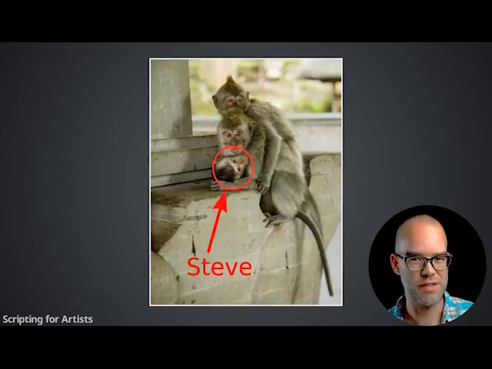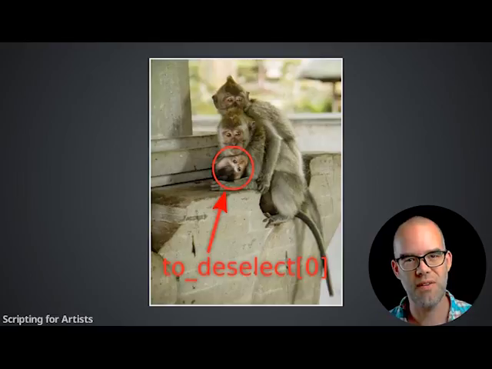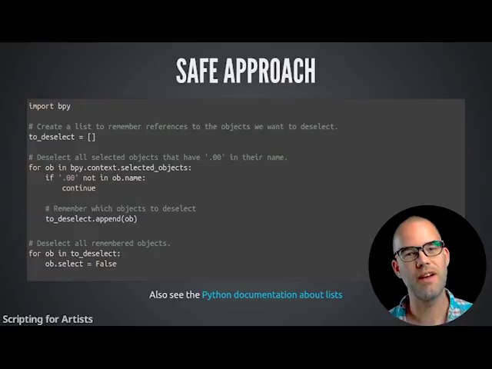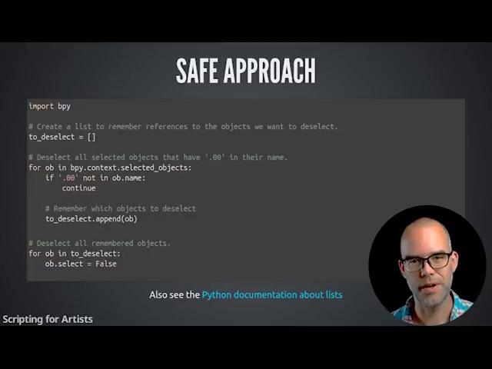And when we add a reference like that to a list, it basically means that we don't call it Steve, we just call it to_deselect 0, or 1, or 2, or 3, depending how long that list is. But in effect, it's still a reference to that same monkey. So we remember which object passed our criteria. And then we have another loop that loops over all these objects that we remembered and calls ob.select equals false. And this works because in both loops we don't change what we're looping over.